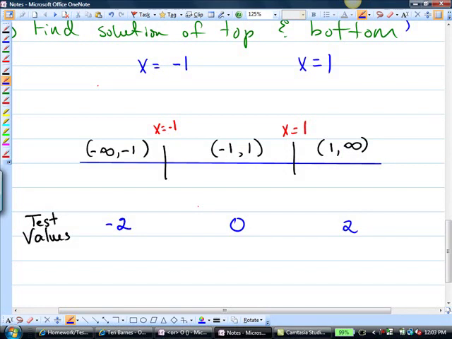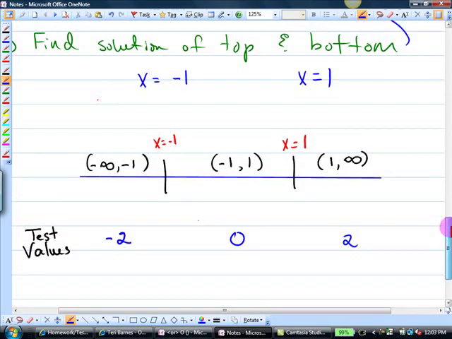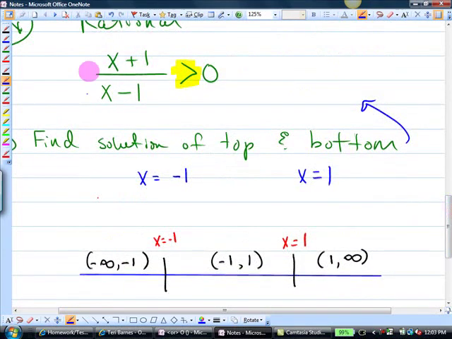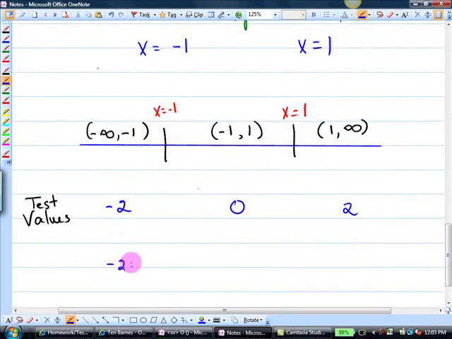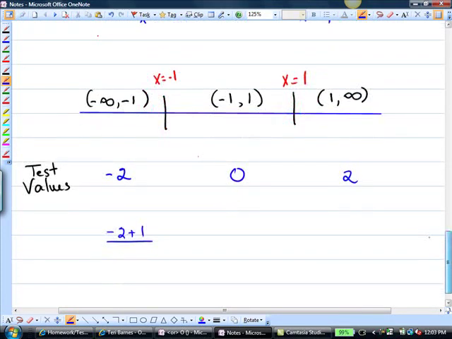Now, when I say test it, that means we want to plug that number into here. Okay? So, -2 plus 1 over, what was it, x? Oh, -2 minus 1. What does that equal? That's equal to -1 over -3, which is positive. That's what we're looking for. We're looking for the sign. So this one is positive.